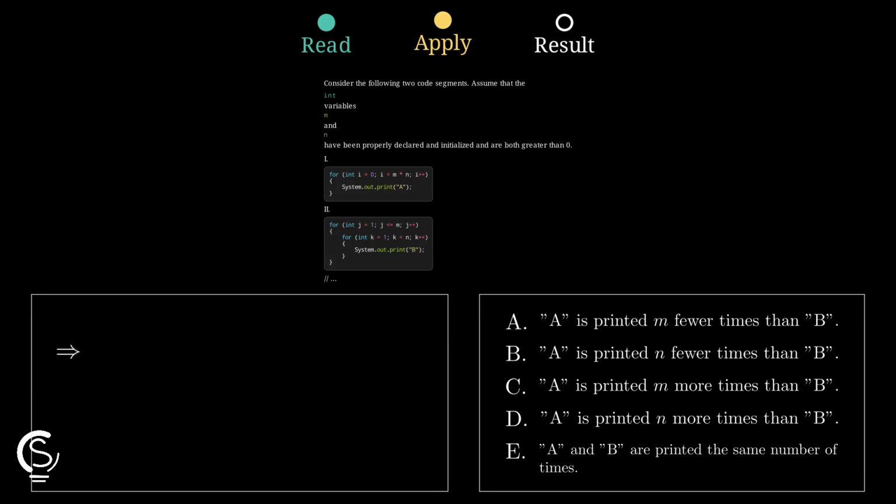In code segment 2, the outer loop runs m times while the inner loop runs n minus 1 times. Multiplying these gives us m times n minus m total prints.